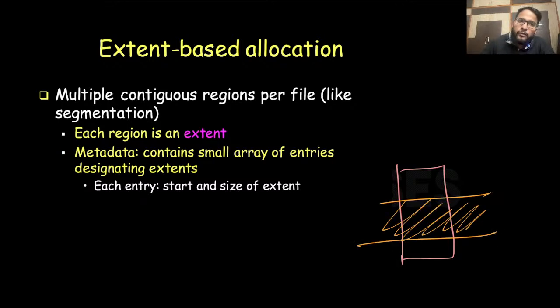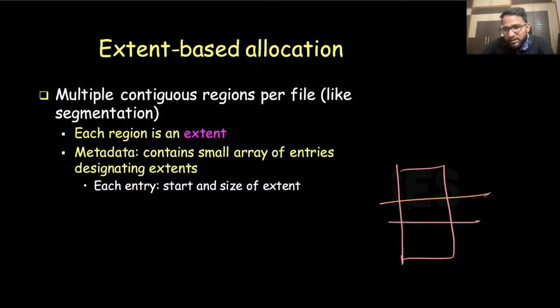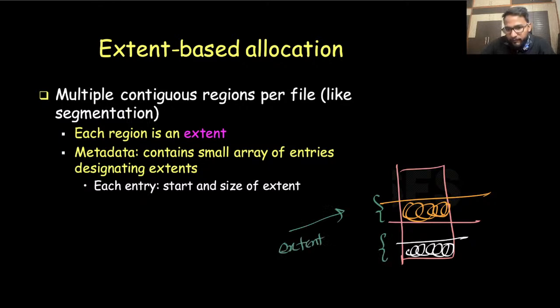In the extent based method, we say that if it is not exactly contiguous, then maybe I will give some part here, allocate some part here, and maybe some part later, some part here. These regions are called extents. So if contiguous space is not available, you just put some part here and some part there.